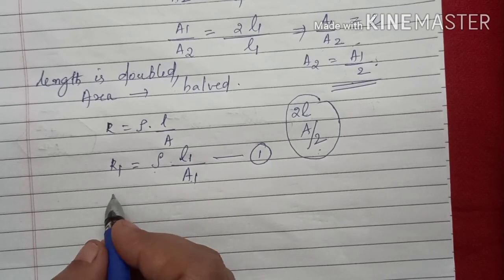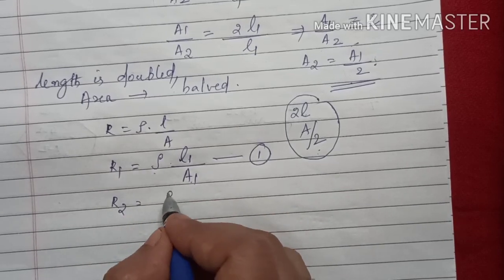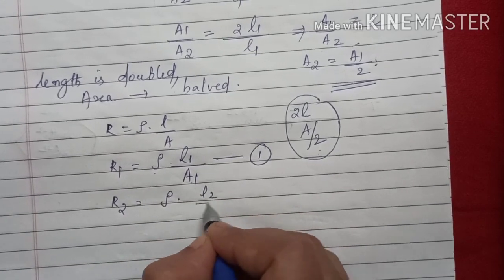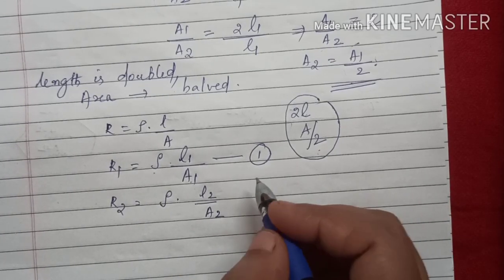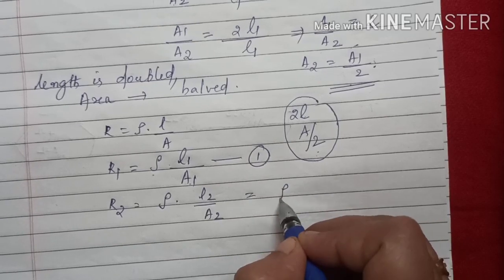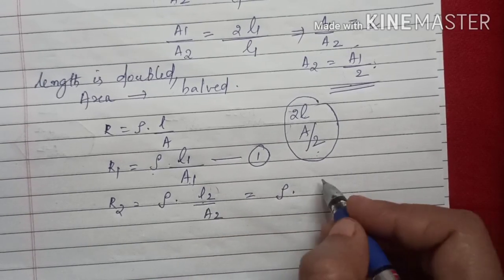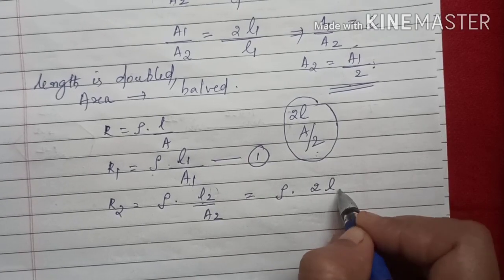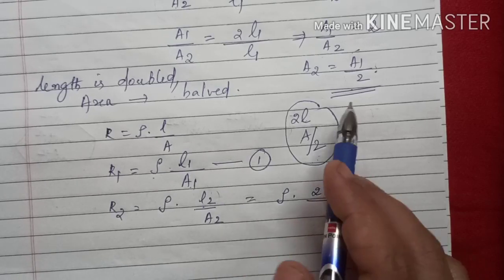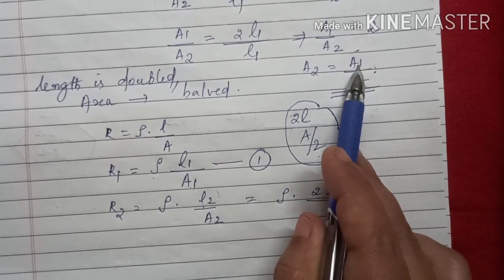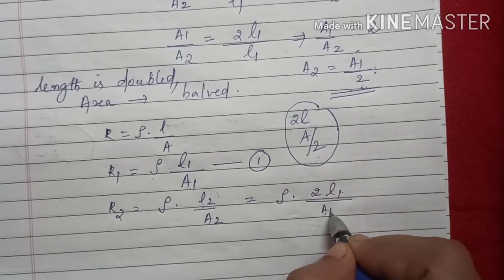Now my second part, that is R2, the new resistance, is again rho into L2 by A2. Now you can substitute: L2 is 2 times L1, as given in the question. And when the length changes to 2 times, area becomes halved, so A1 by 2. So I can write it as A1 by 2.